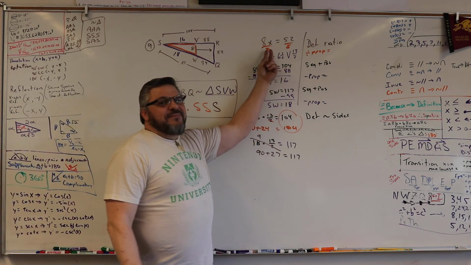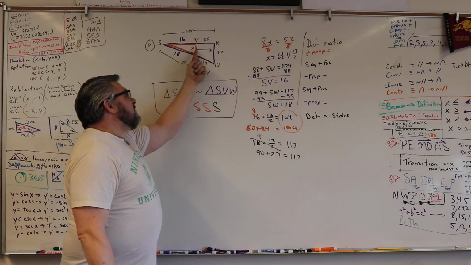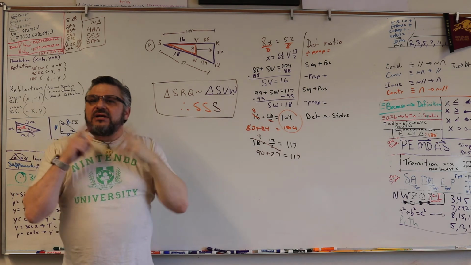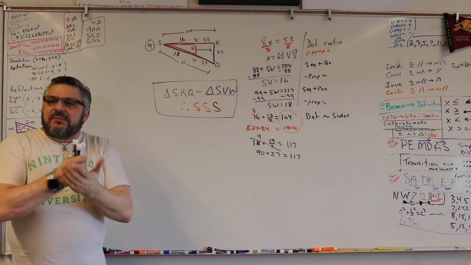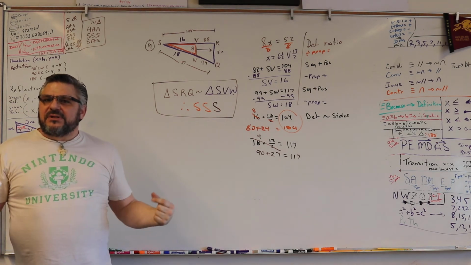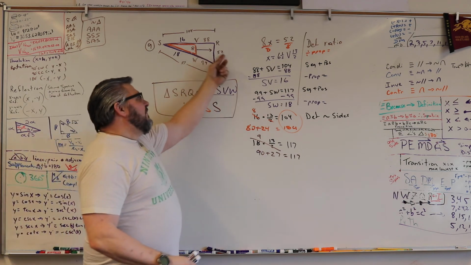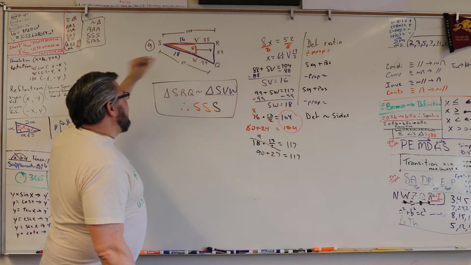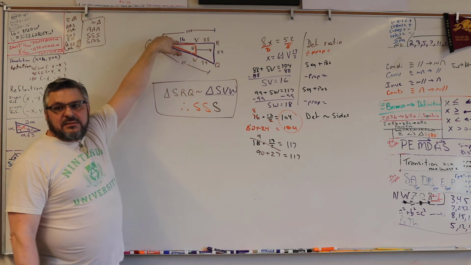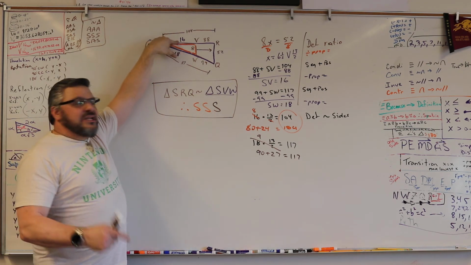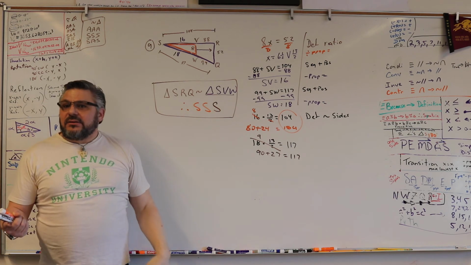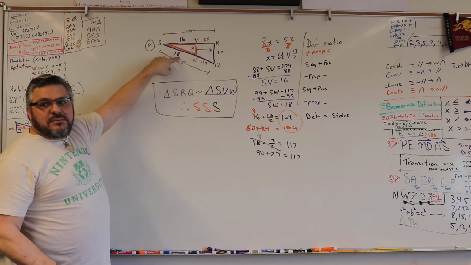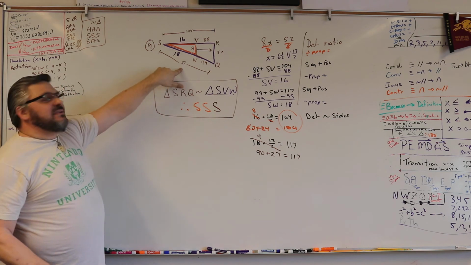So I said x times 8 should get me 52. Some number times 8 is going to get me 52 if they're similar, right? So I found that number to be 13 over 2. And then that same number times 16 should get me 104. And it did. And that same number times 18 should give me 117.